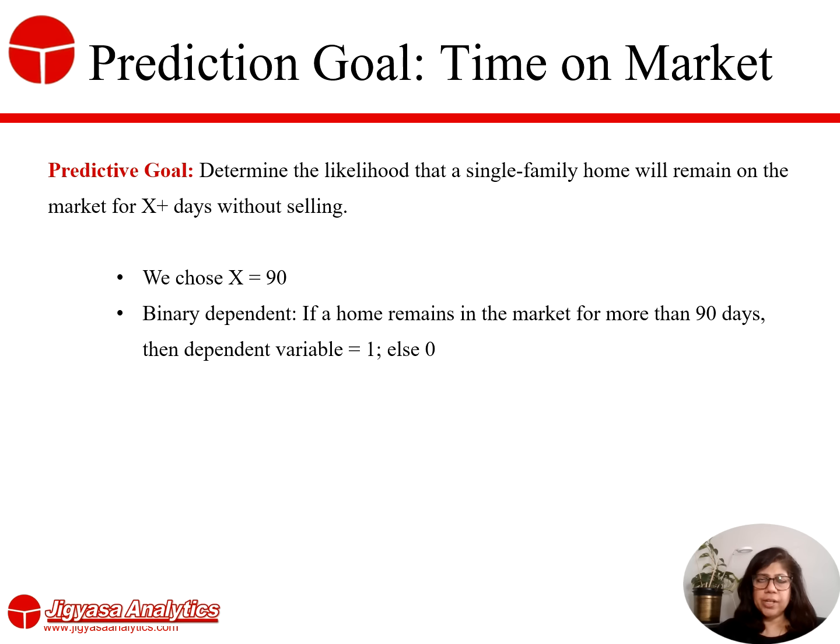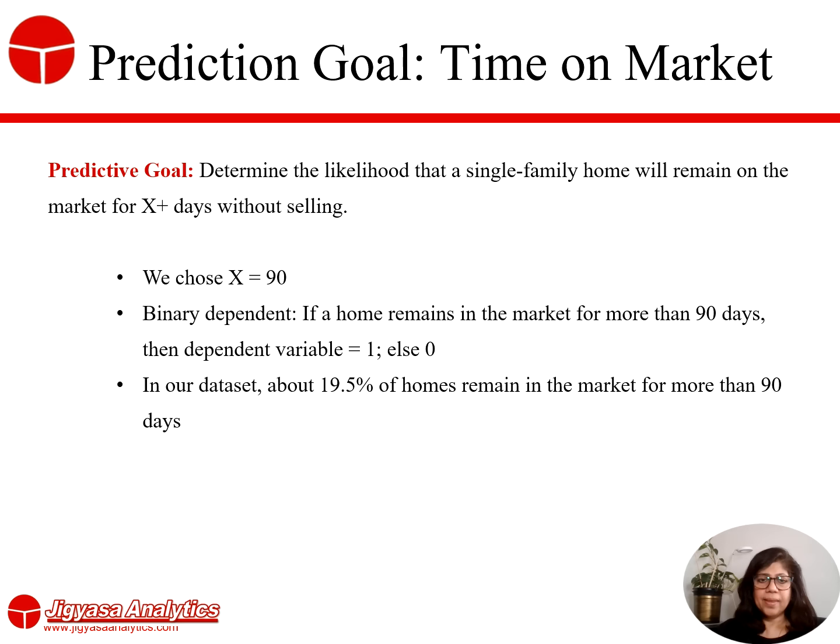So our dependent variable is binary. If a home remains in the market for more than 90 days, then the dependent variable is equal to 1, else 0. In our data set, we found that about 19.5% of the homes remain in the market for more than 90 days. Note that the 90-day threshold is configurable. 45 or 60 days work equally well depending on market condition and requirements.